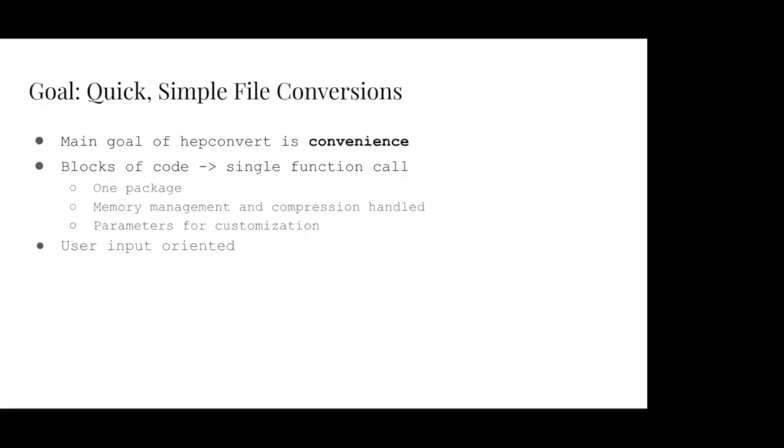So the goal is convenience, so quick, simple file conversions with just one function call, so it'll be easy for physicists to remember and not require them to think about what functions to use for each conversion, and they don't have to think about memory management or functions for setting compression. And there are additional customizations that allow users to alter files and alter data without writing additional code.